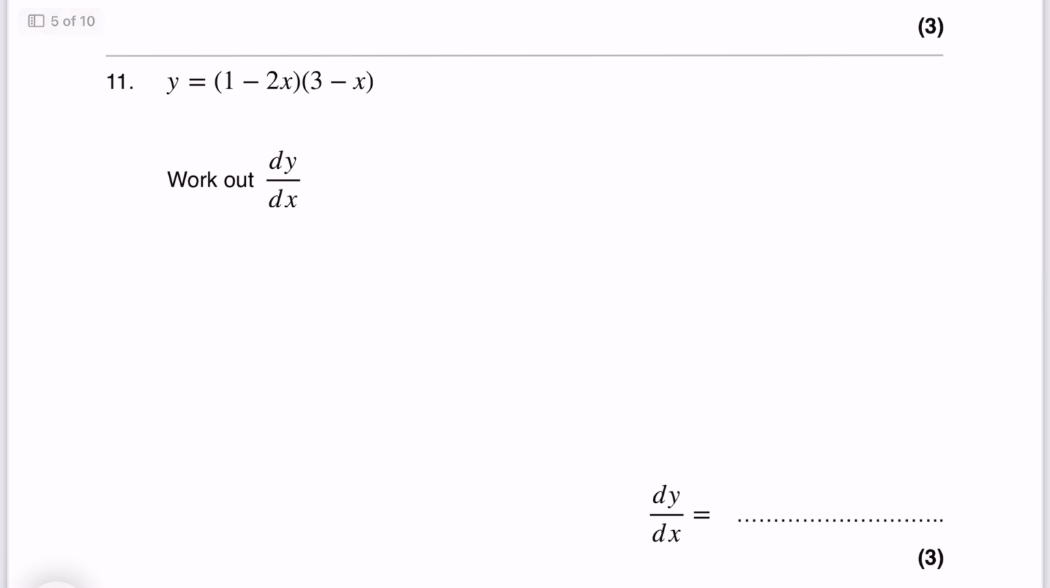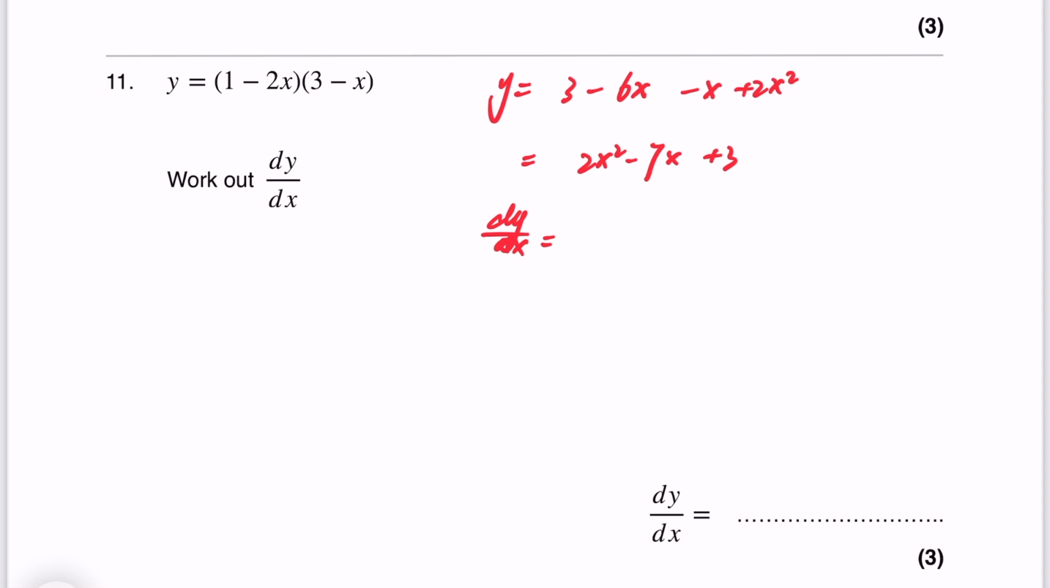For question 11, shall we expand the bracket? y equals 3 minus 6x minus x plus 2x squared. y equals 2x squared minus 7x plus 3. We finally convert it into something that we are familiar with, and then let's do the differentiation. dy/dx equals 2 times 2 times x to the power of 2 minus 1 minus 7 times 1 times x to the power of 1 minus 1, equals 4x minus 7. And there we go. Let's move on to the next question.